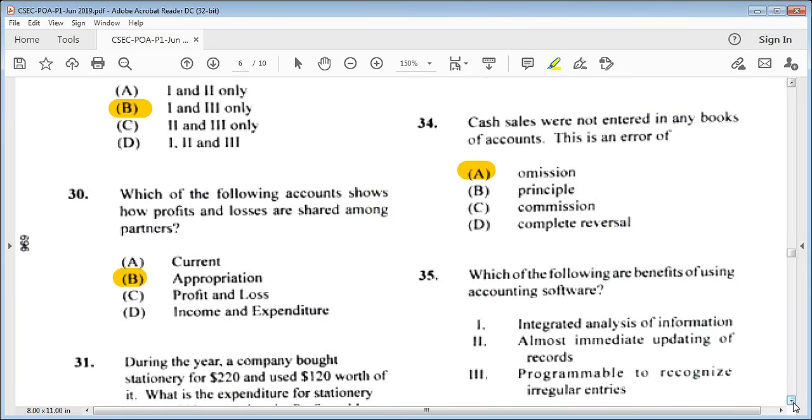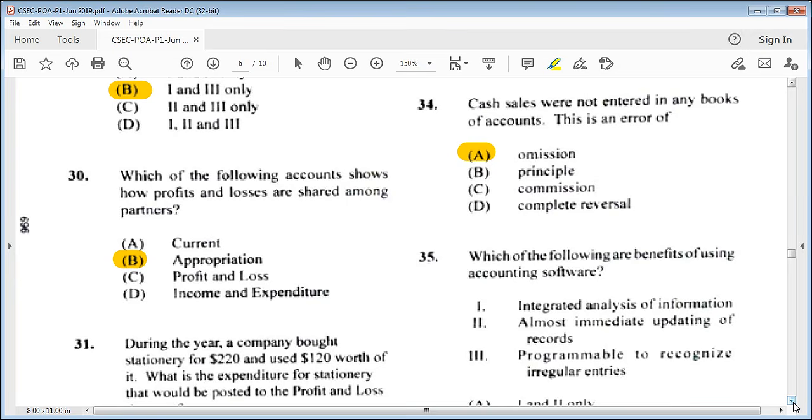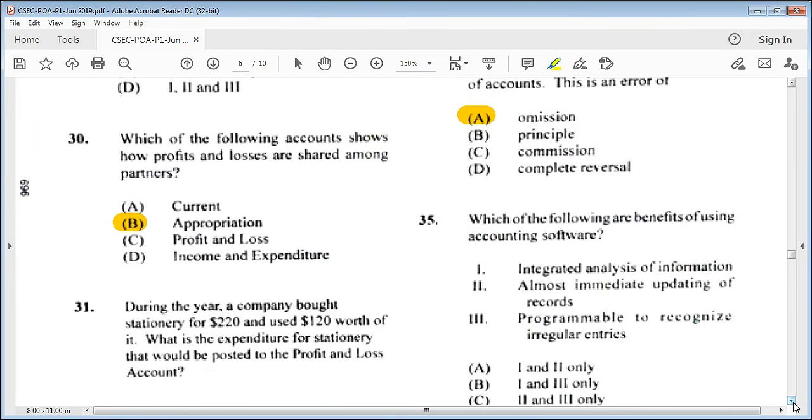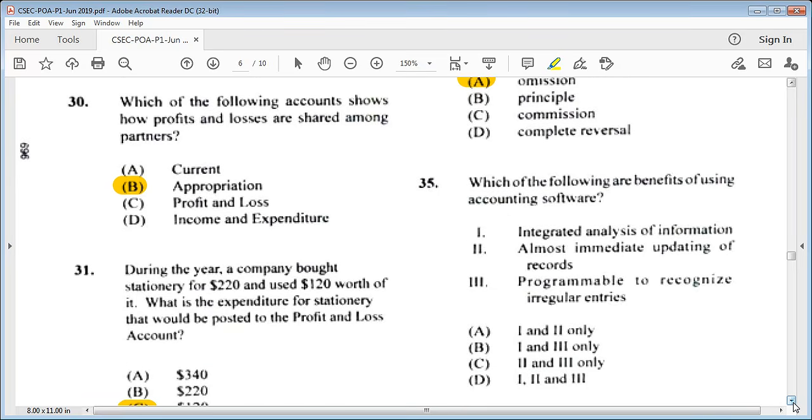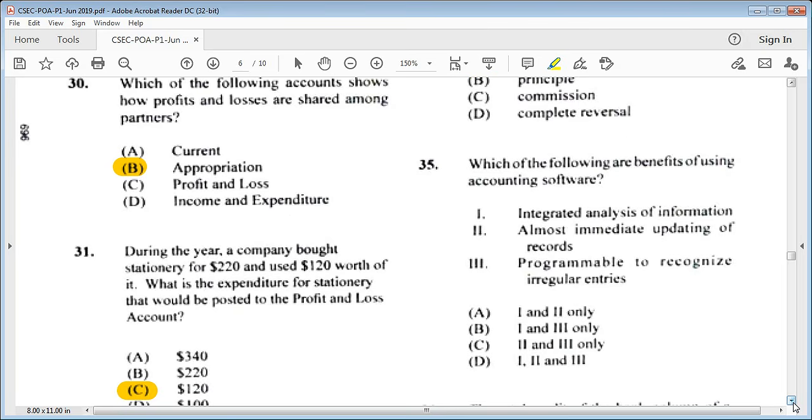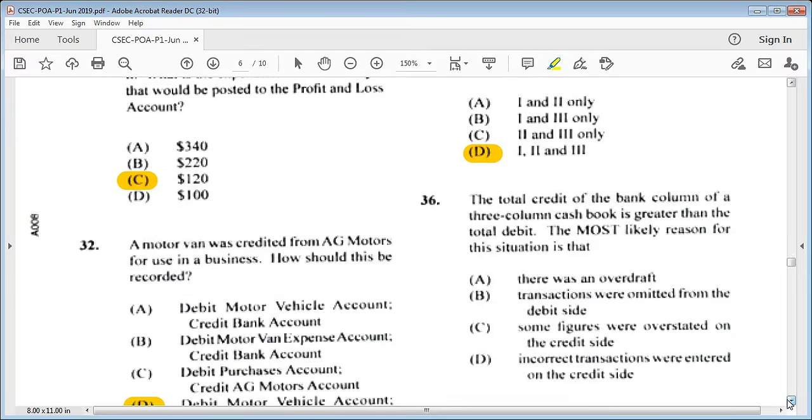35. Which of the following are benefits of using accounting software? 1. Integrated analysis of information. 2. Almost immediate updating of records. 3. Programmable to recognize irregular entries. Is it A, 1 and 2 only? B, 1 and 3 only? C, 2 and 3 only? Or D, 1, 2, and 3? Our answer is all of them. 1, 2, and 3.